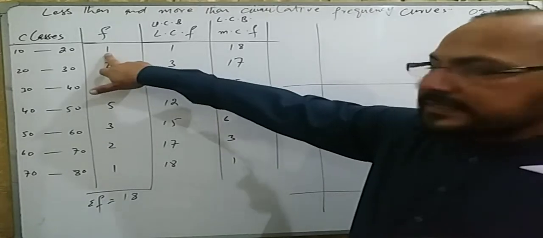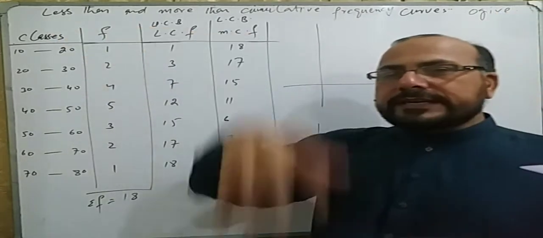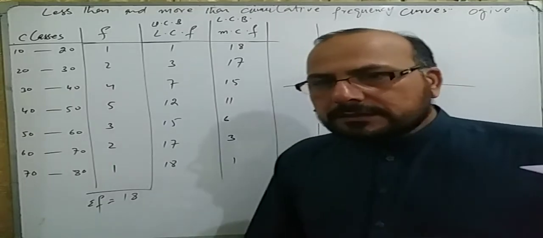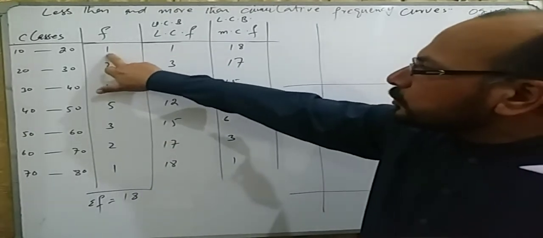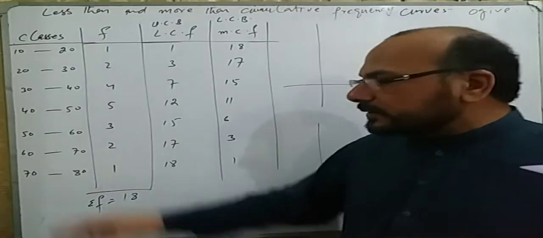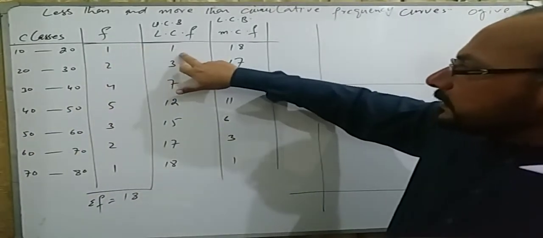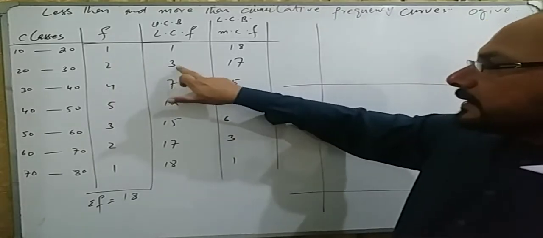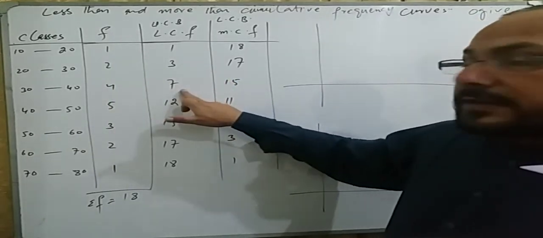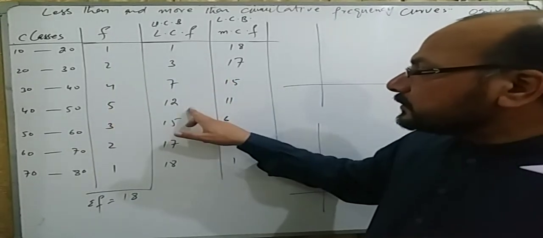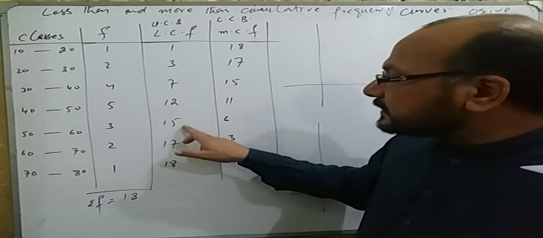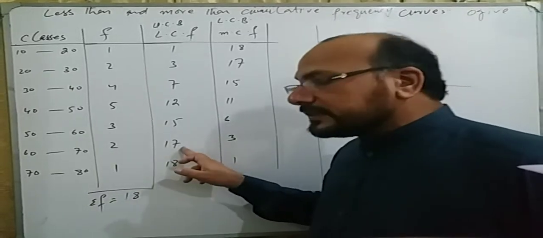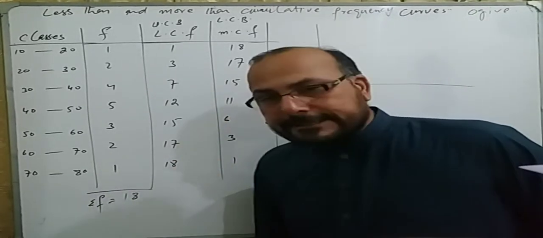How? Start from the first one. We have already studied how to calculate the less than cumulative frequency and the more than cumulative frequency. So you should start from the first given frequency, that is 1. You write 1 here. 1 plus 2, 3. 3 plus 4, 7. 7 plus 5, 12. 12 plus 3, 15. 15 plus 2, 17. And 17 plus 1, 18.